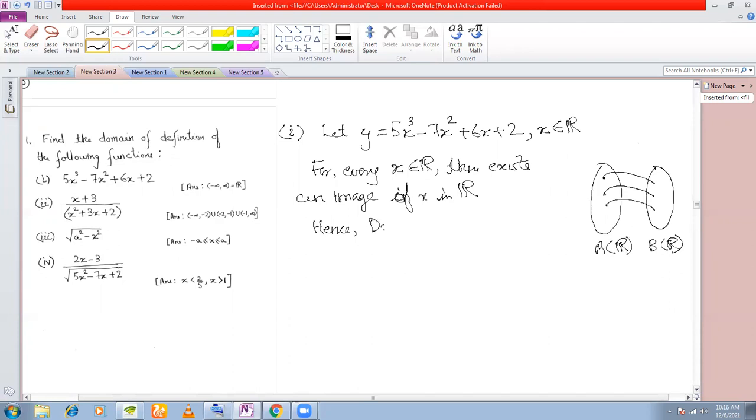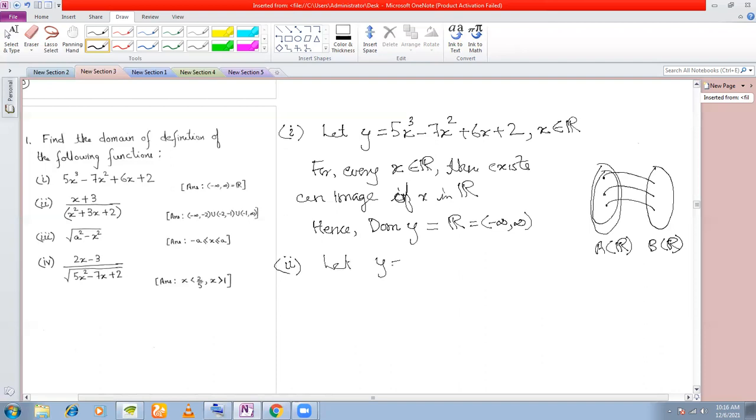Hence, what is the domain of the function? Domain of y is equal to the set of real numbers, because it works for every real number. All the elements that you take in the real numbers will have an image, right? So that is your domain. Look at the second one.